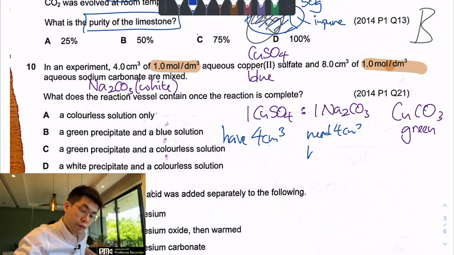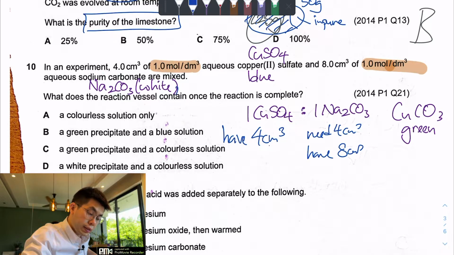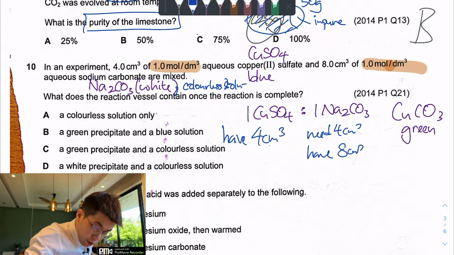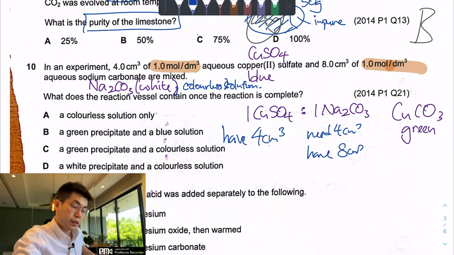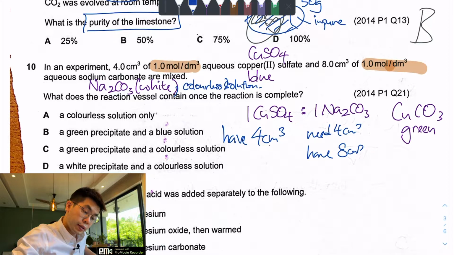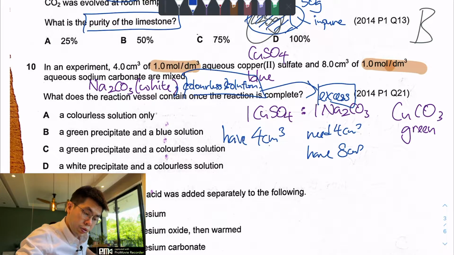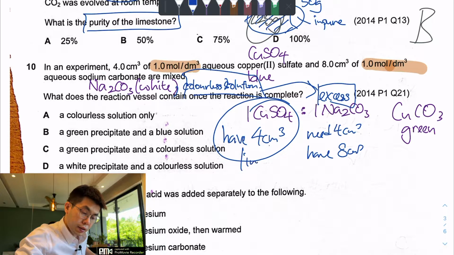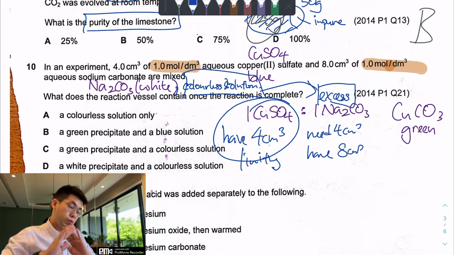However, I have actually more than that. I have 8 cm³. Now this is a white powder, but this will form a colorless solution. Okay, I forgot to tell you that. This forms a colorless solution. And then this one is a blue solution. So what you have noticed is that this guy is in excess, right? So we have colorless solution in excess, and this one is limiting. So we don't have any more blue color.